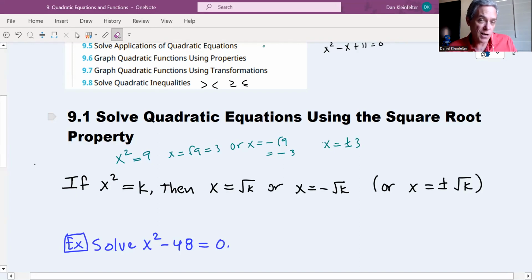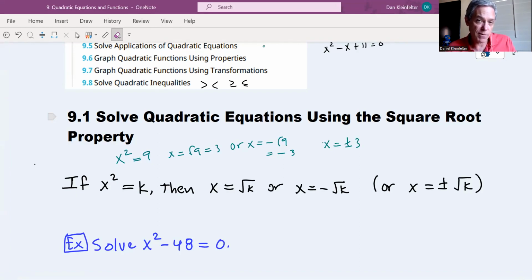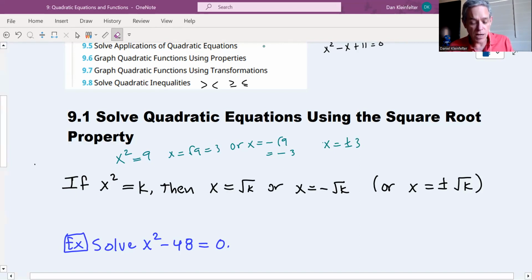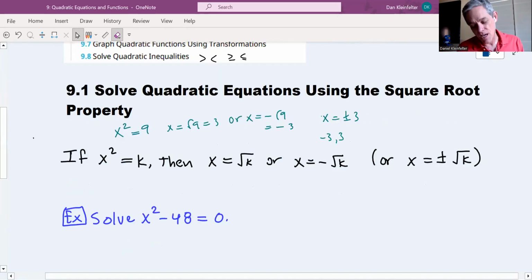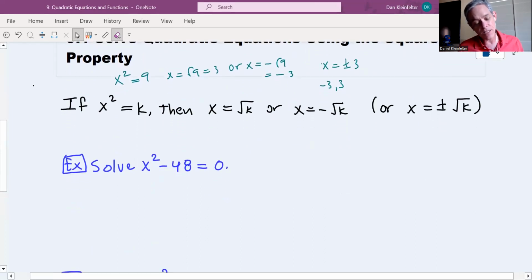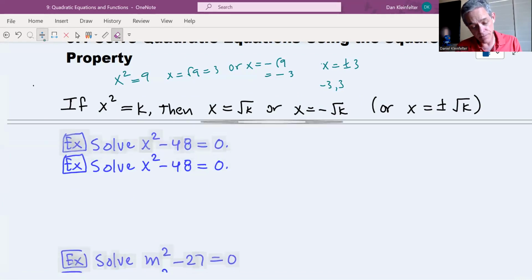If you're using an online homework or something to get the problems done, most often you'll have to write out the 2 numbers separated by a comma. But if you're doing this on paper, then you can write x is equal to plus or minus 3, and that's okay. All right, so let's try using that square root property to help us solve this equation.